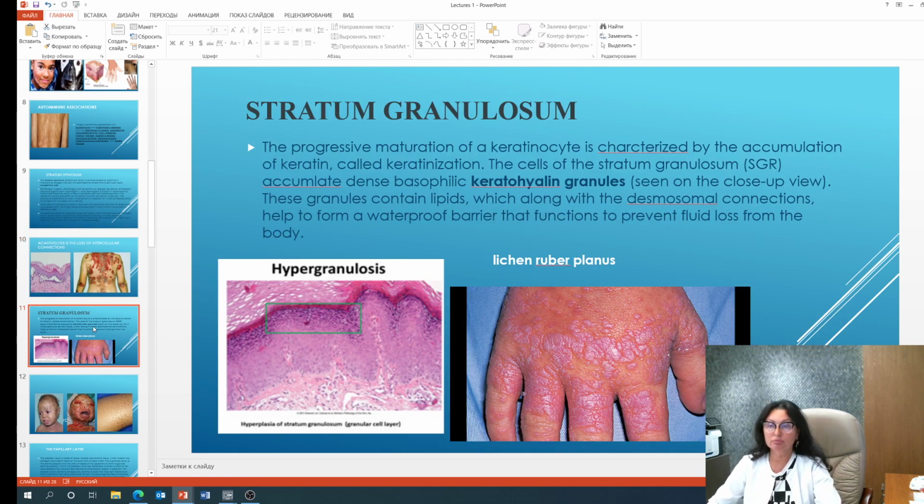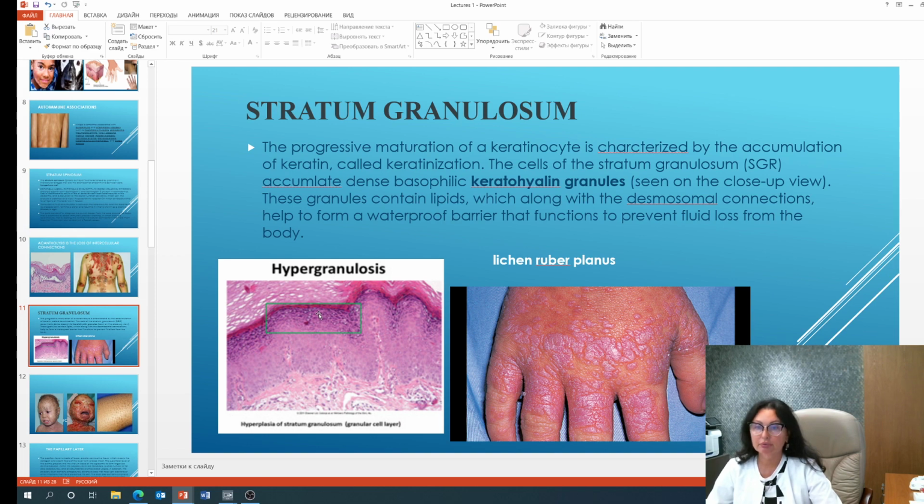Next, stratum granulosum. The stratum granulosum of keratinocytes is characterized by the accumulation of keratin, called keratinization. The cells of the stratum granulosum accumulate dense basophilic keratohyalin granules. In a close-up view, these granules contain lipids, which, along with the desmosomal connections, help to form a waterproof barrier that functions to prevent fluid loss from the body.